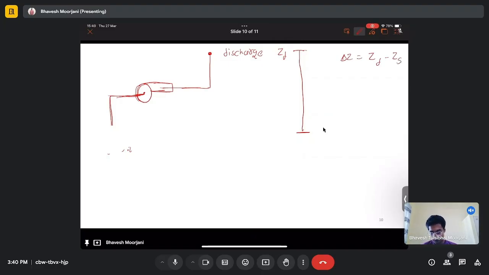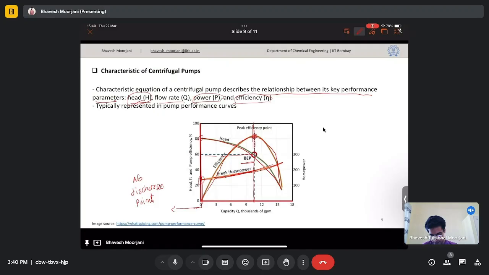Now what all things will we need? See, flow rate we can compute. Here we want to compute all these three quantities. So flow rate can be computed with the help of the flow meters, right? So this thing is covered. Head, and we want to compute the power requirement.